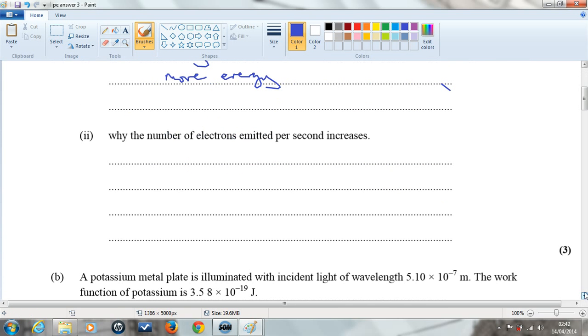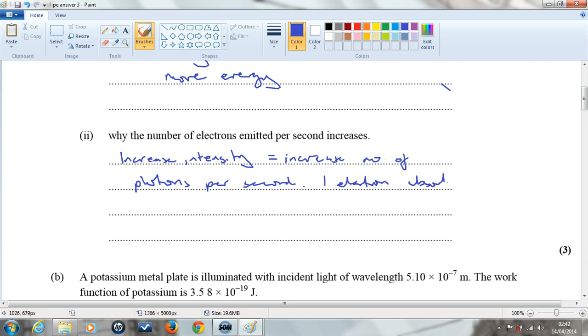The next part says why the number of electrons emitted per second increases. Well, if I increase the intensity, what I am doing is increasing the number of photons per second. And since one electron can only absorb one photon, a higher intensity equals more electrons emitted. And if we want to be specific, we should say per second.